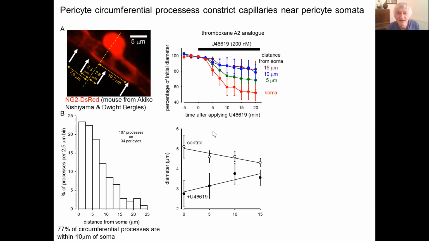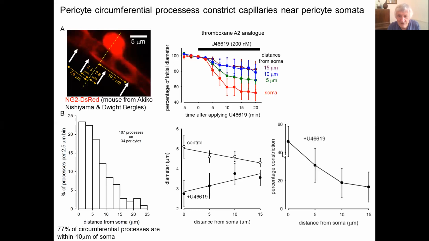So if you take a brain slice like this from the human and apply U46619, this thromboxane analog, you find you get a big constriction near the soma, but it's a smaller constriction as you go away from the soma. So in control conditions, the diameter is actually larger near the soma, and that's because the pericyte induces growth of the endothelial tube. But, so this is diameter and this is distance from the soma. But once you've added the vasoconstrictor, the constriction is largest at the soma and smallest away from the soma. And so you just get the largest percentage constriction near the soma.